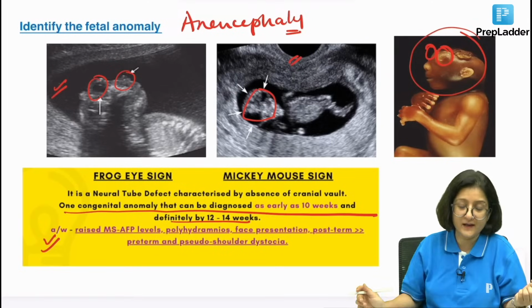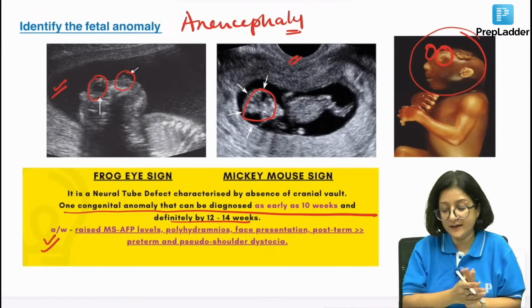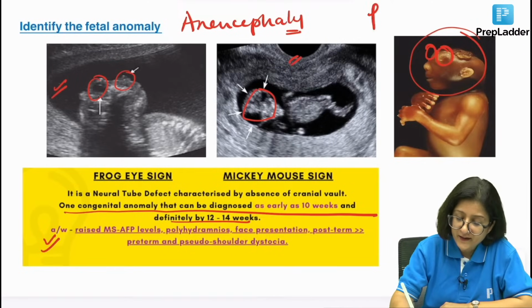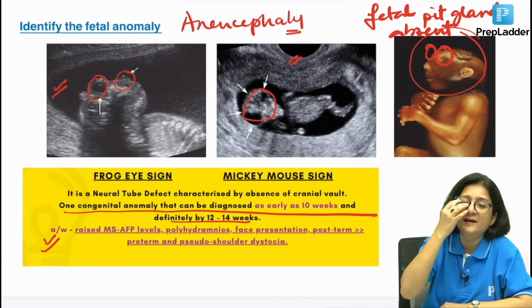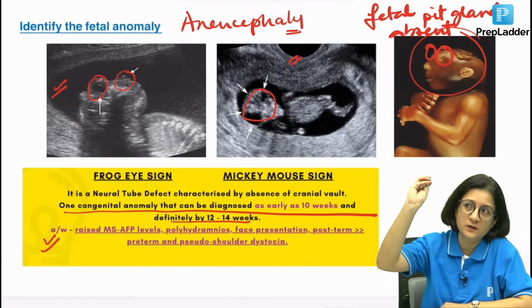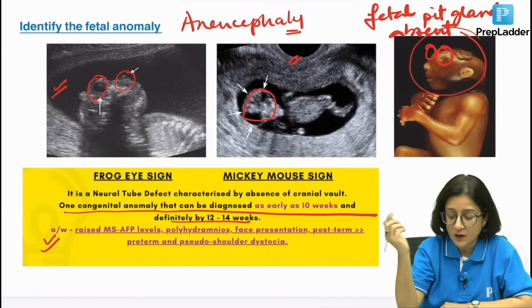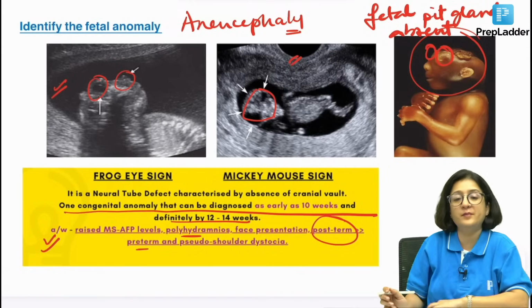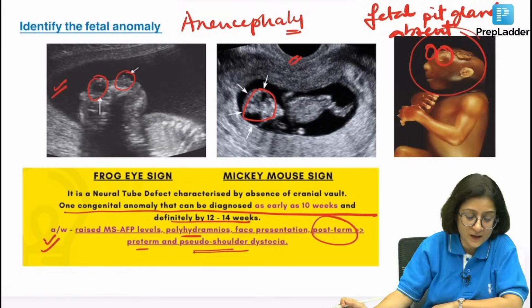It is also associated with raised maternal serum alpha fetoprotein level, face presentation, polyhydramnios, postterm. Why postterm? Because the fetal pituitary gland is also absent, right? That is why postterm, because the trigger for labor which involves the fetal pituitary doesn't come. So postterm definitely more than preterm. If there is polyhydramnios, even preterm can be precipitated, but more typically postterm. And pseudo shoulder dystocia as well.